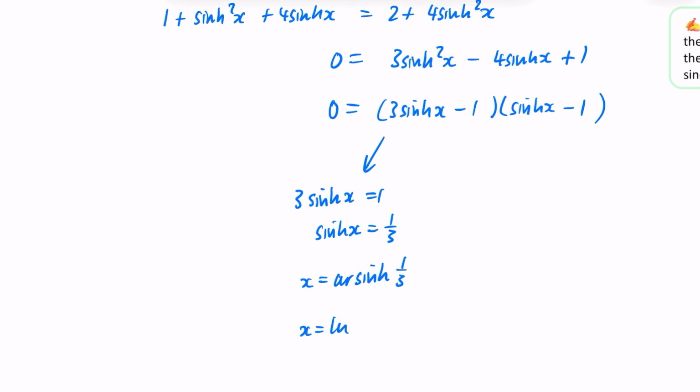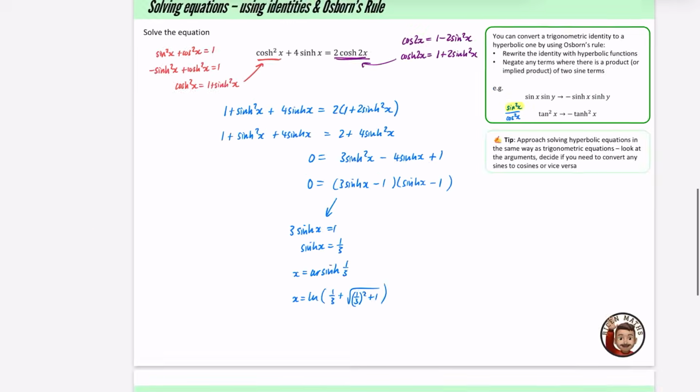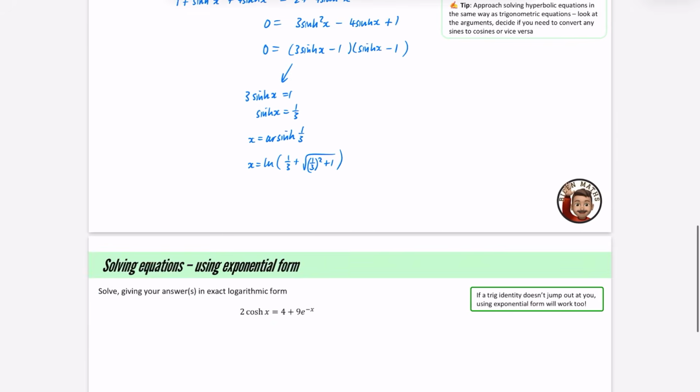Again, using the formula, I think it is where you do ln of x plus the square root of x squared plus 1. I'm just going to double check that that's what it was. Yep, ln of x plus the square root of x squared plus 1.